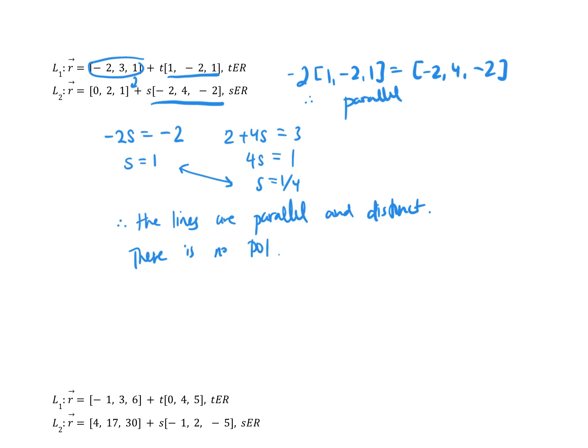Now, if I were actually to do the solving, because I neglected to look at my direction vectors, then when I did substitution or elimination, I would have ended up with an incorrect statement. For example, 5 equals 0. And that would be my clue that there is no point of intersection, there is no solution.